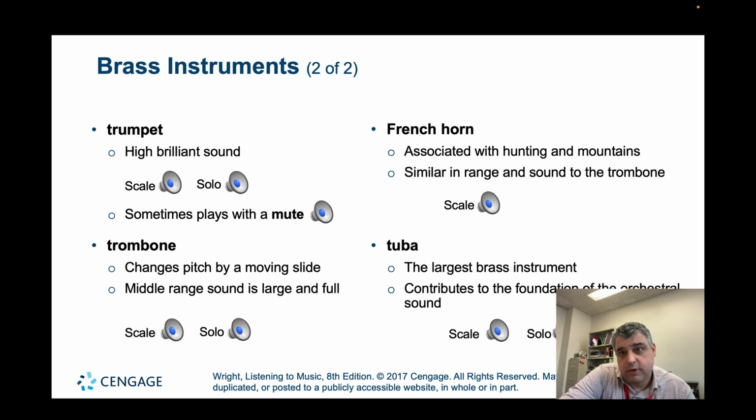Continuing, let's talk about the trombone. The trombone has a similar range to the trumpet and the French horn. But with the trombone it's a little bit different because the pitches are changed by having a slide going in and out, which will change the length of the tubing. It's a medium to full sounding range, and the trombone can be like the tenor of the brass section. Let's go listen. I have an example of a scale here.